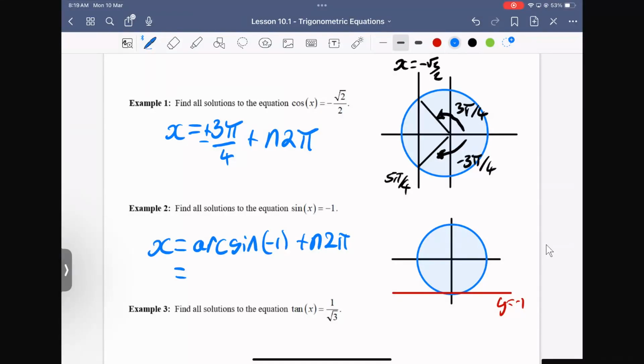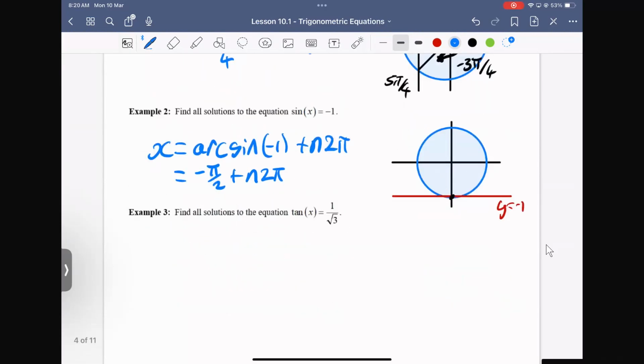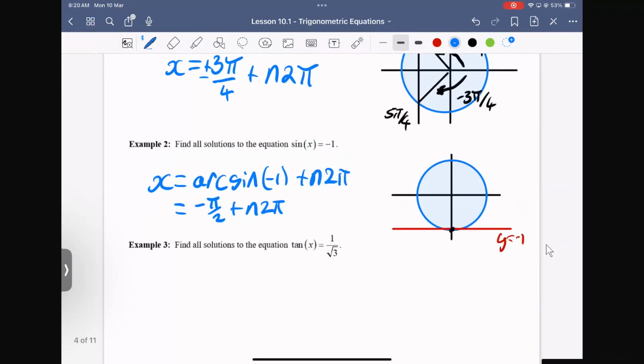Okay, let me hear the answers and I'll show you where they are. Yusuf, what did you say? 3 pi over 2. That's not in the domain of arc sine of minus 1. I mean, not in the range. So the arc sine is going to give us minus pi over 2 plus n 2 pi. Our other angle would be pi minus this, but that's still going to land us in the same place.